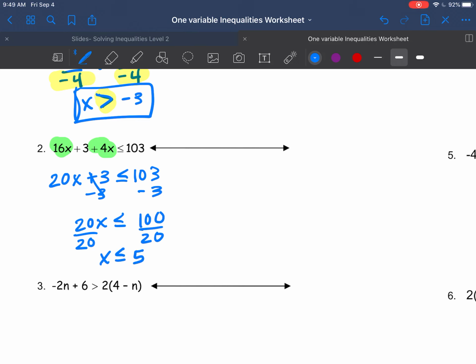No flip, because the 20 is positive, so no flip. So to graph this, I put 5 on my number line, and 0 would be over here this time. And so I am going to put a closed circle on the 5 because we do have this line. And then this is less than. And so less than is towards the 0 and towards negative infinity.